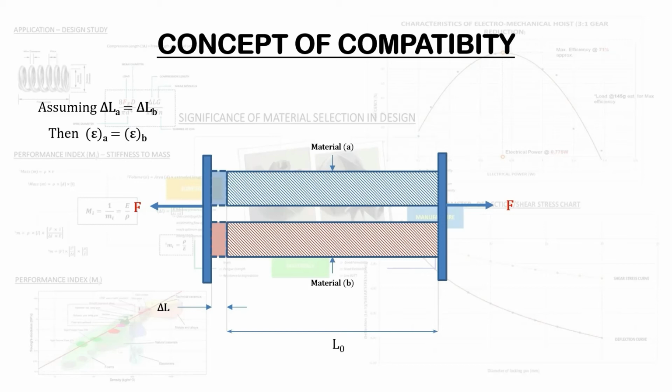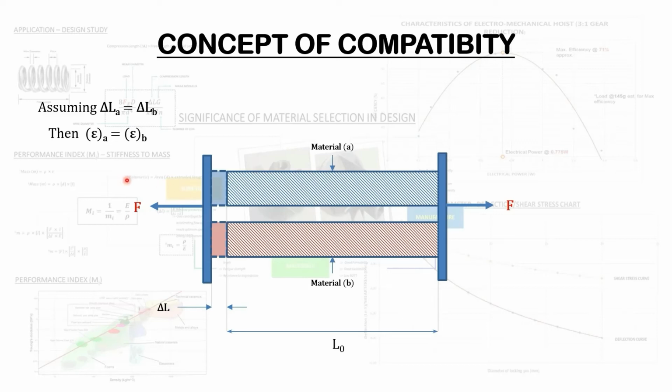The information provided states that the two materials are different. So material A is different from material B. We know that the original length will more or less be the same. And we've been given information regarding the change in length. And the measured extension will still be the same for the given material.